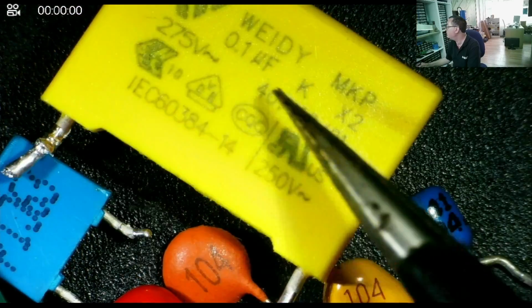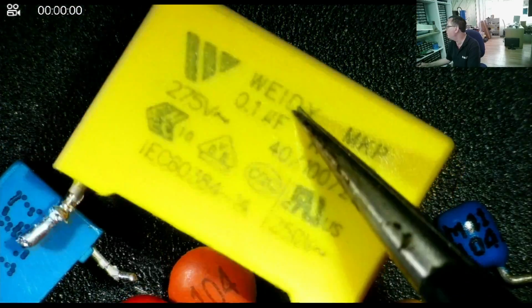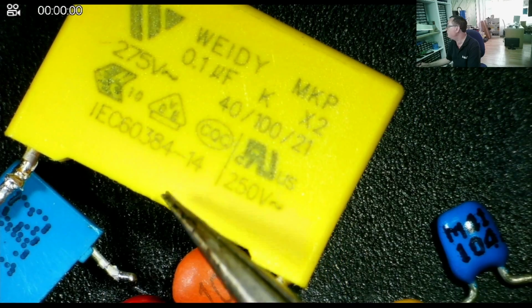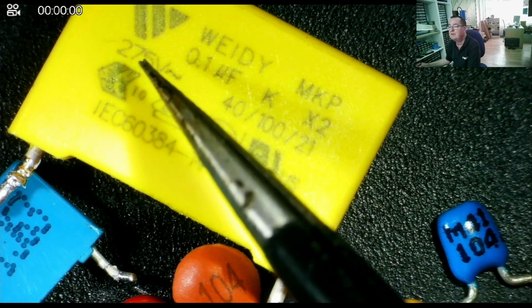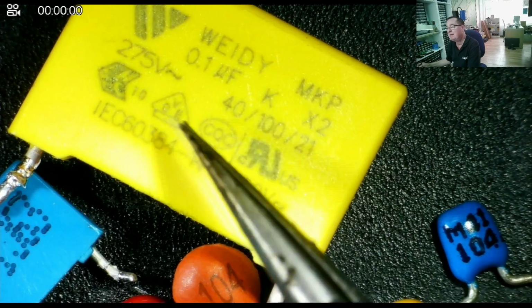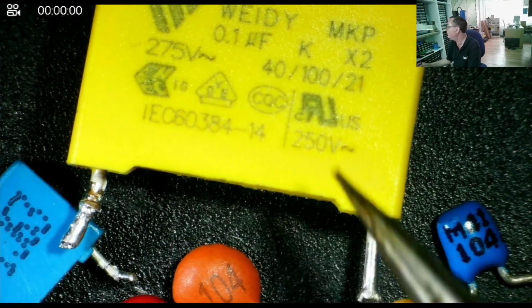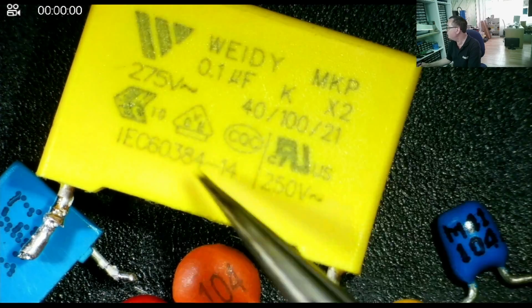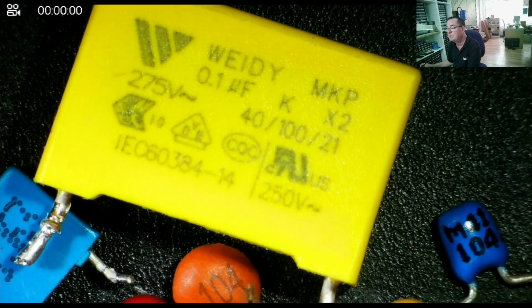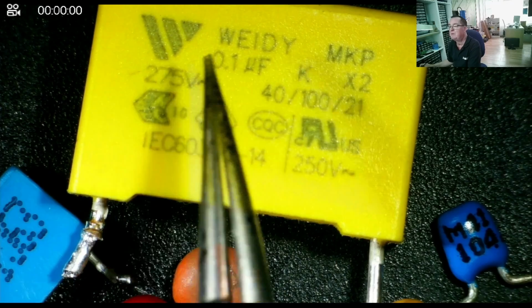This one again is marked in a similar way, so 0.1 microfarad. This one has the voltage on. Now you'll see I mentioned this, 275 AC, so that's actually telling you the AC voltage of that one. These sort of capacitors are generally used as filter capacitors. It also mentions 250 volts there, so I guess take your best guess on that one.